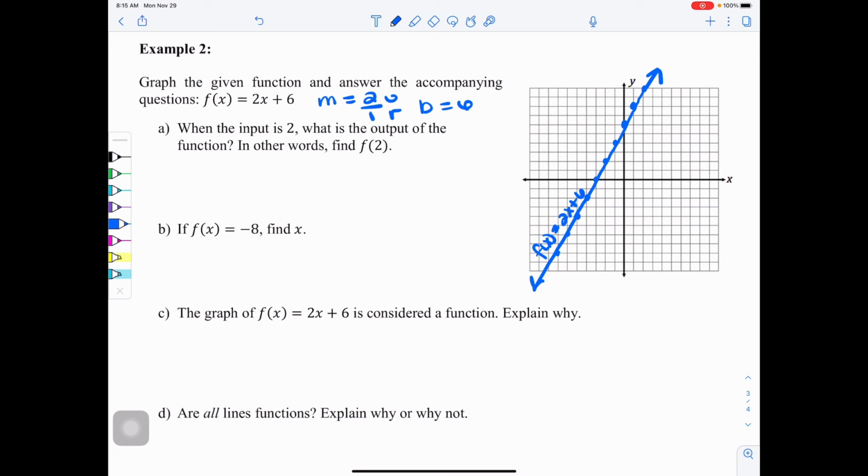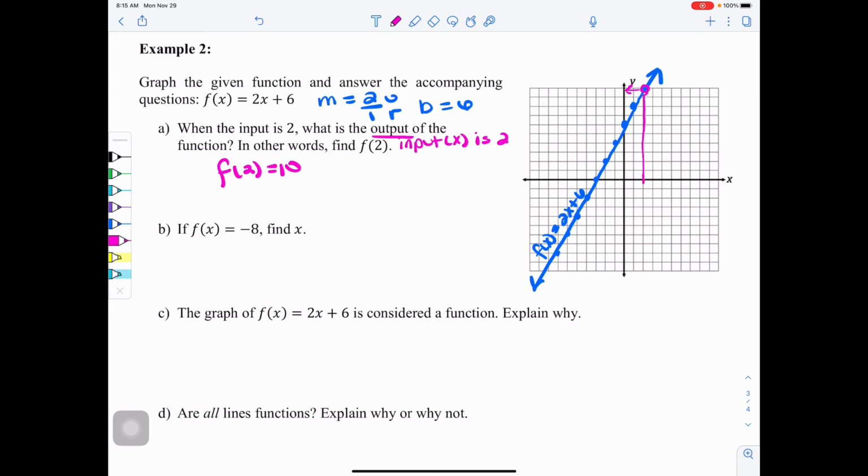The first question says, when the input is 2, what is the output of the function? In other words, find f of 2. This is a bit of a review from our previous lesson. An input of 2 means an x value of 2. So I'm going to find x is 2, follow it up. We're talking about this coordinate right here, which corresponds to a y value of 10. So I know that f of 2 equals 10. I know that because f of 2 means that my input, or x, is 2, and I had to find the output.